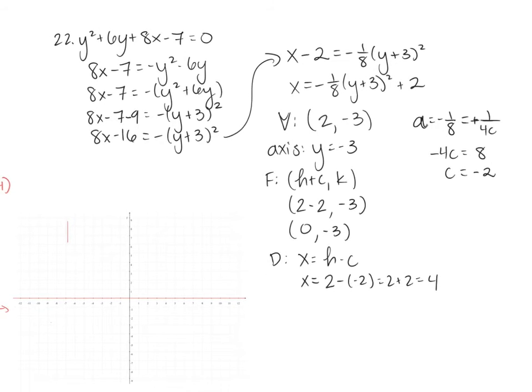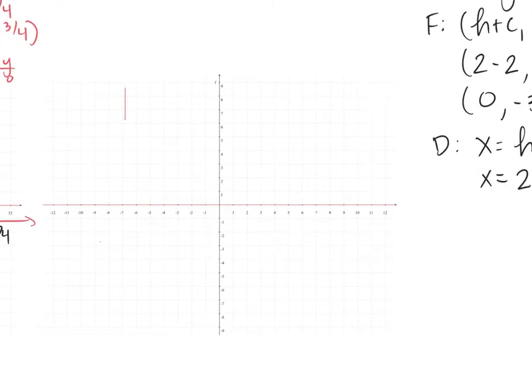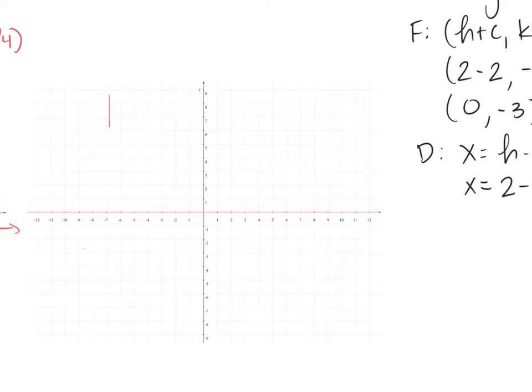Now that I have all the important information, I'm going to graph. I'm going to zoom in on this one so I can see it a little better. So my vertex was 2, negative 3, so I move up 2, over to the right 2, up, down, negative 3. And then my focus was 0, negative 3, so I'm going to move over to the left 2. And then my directrix is x equals 4, so that's going to go to the right 2, like so. And then my axis of symmetry, which I'm going to draw in red, is y equals negative 3.